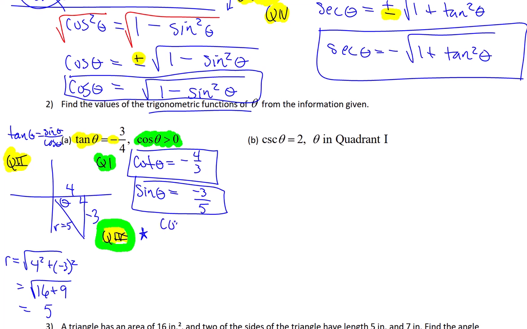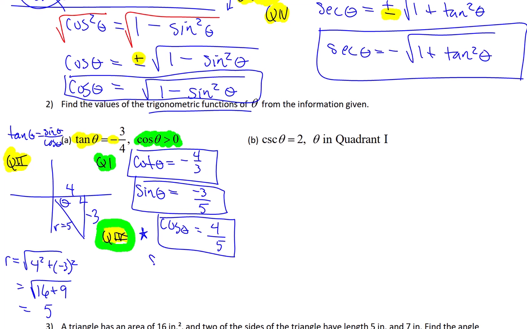We could easily find cosine theta. Cosine is adjacent over hypotenuse. Well, again, given the drawing of our triangle here, adjacent would be 4, and hypotenuse we just found is 5. Therefore, cosine theta would be 4/5. It's positive. Notice it's positive in quadrant 4. Cosine is positive. That's good. So we have sine, cosine, tangent we were given, cotangent we found from the reciprocal of tangent.